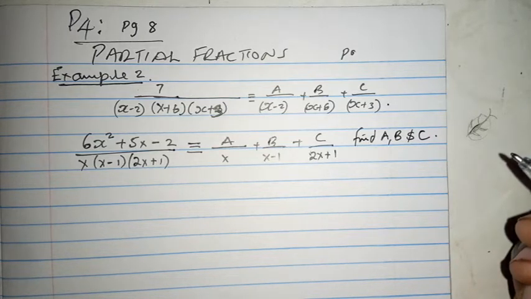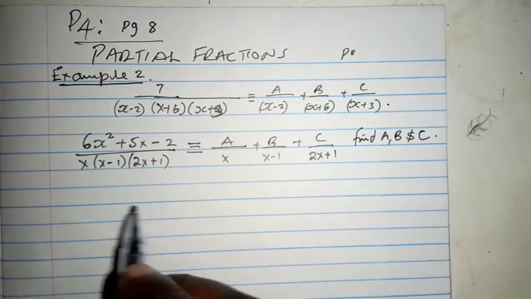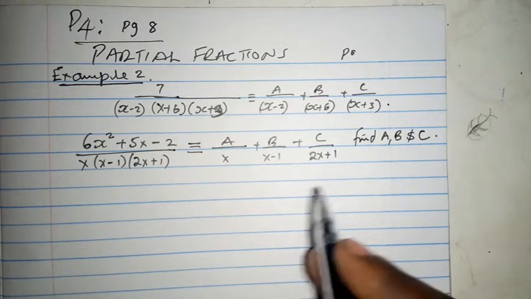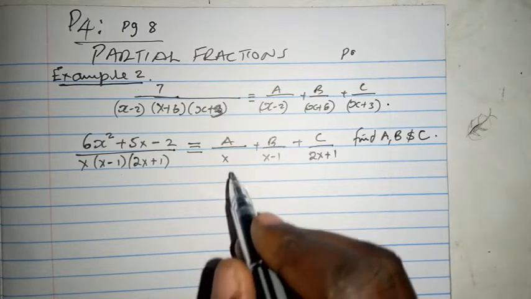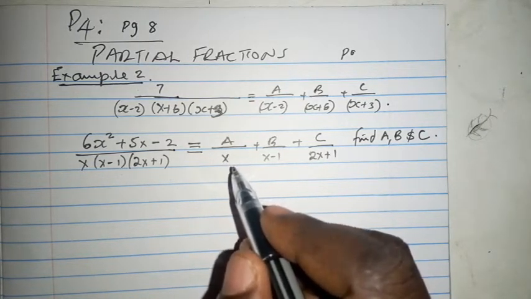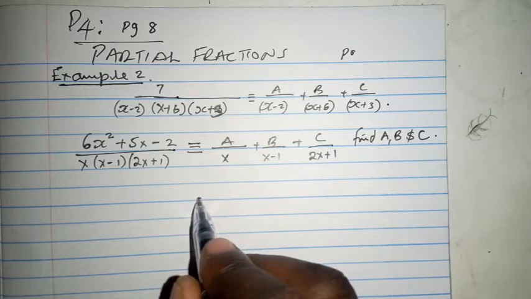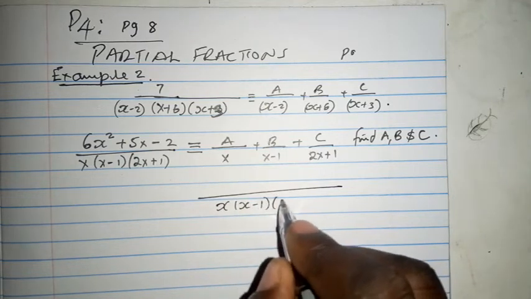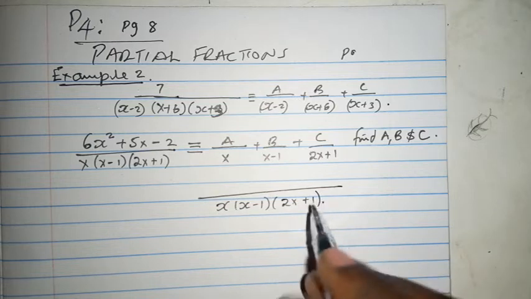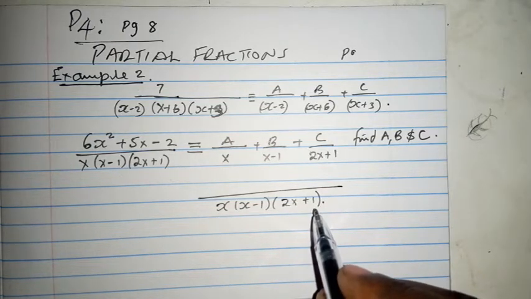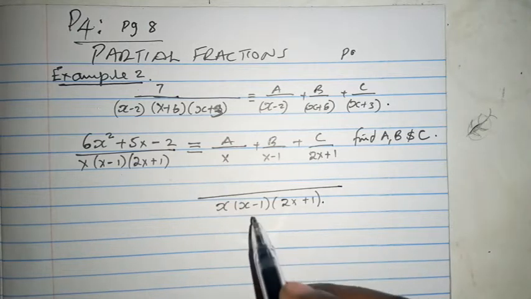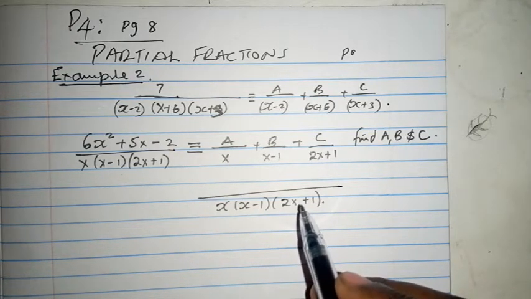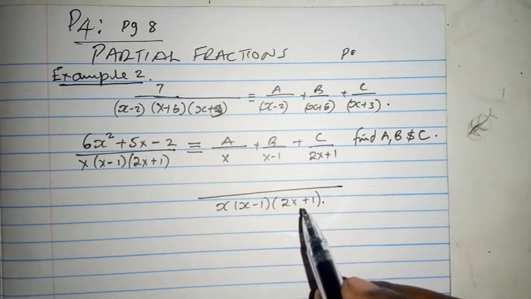We would wish to understand that anytime we have this kind of expression, we bring the LCM of the denominator on board. How do we go about this? The LCM is x(x minus 1)(2x plus 1). Incidentally, when you divide by the first divisor, you get the other two.